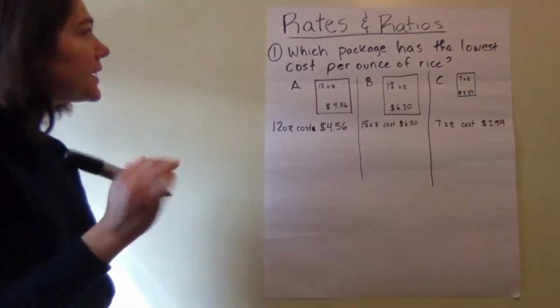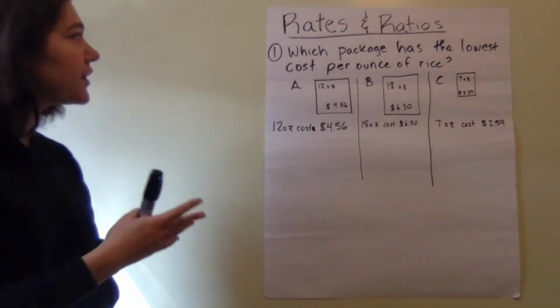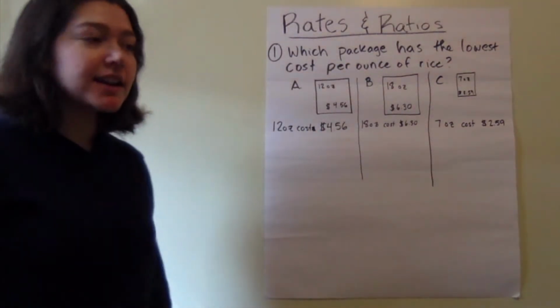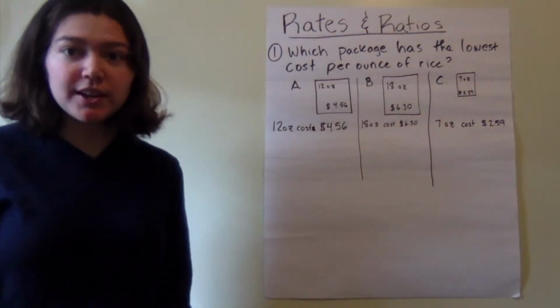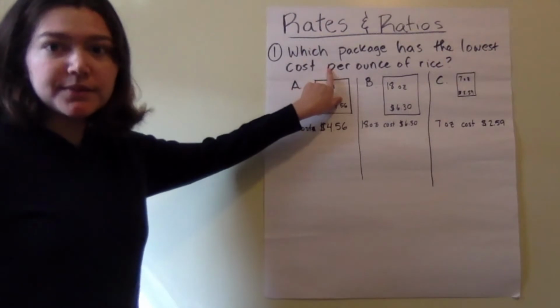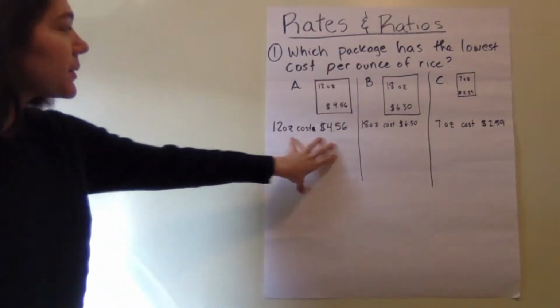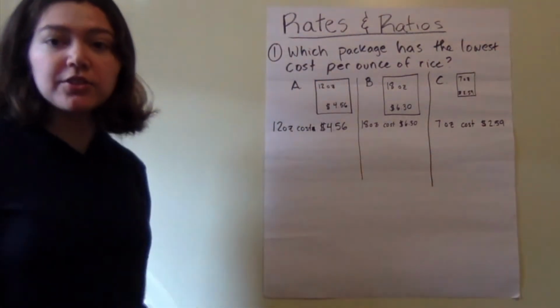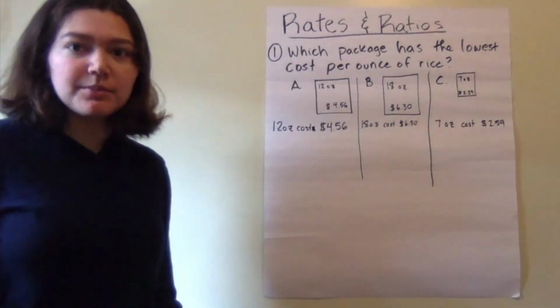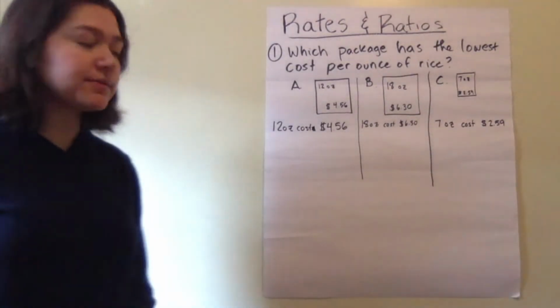So now we want to figure out which package has the lowest cost per ounce. So when we see that per, that's telling us we're looking for our unit rate, the amount for 1 ounce, right? Per means for 1. So what I'm going to do is set all these up as ratios, and then I need to find the unit rate by trying to find an equivalent ratio.